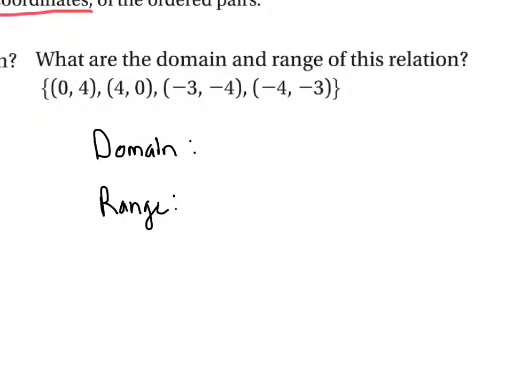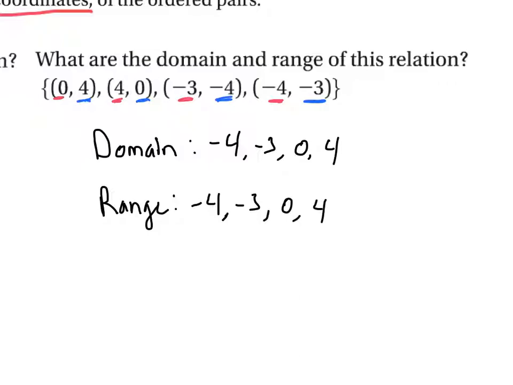All right, seeing some good stuff here. So again, your domain comes from your x coordinates. So we look at the x coordinates and we just put them in order. So -4, -3, 0, and 4. And then the range comes from the y coordinates. And so then again, we put them in order. -4, -3, 0, and 4. Happens to be the same thing for our domain and our range.